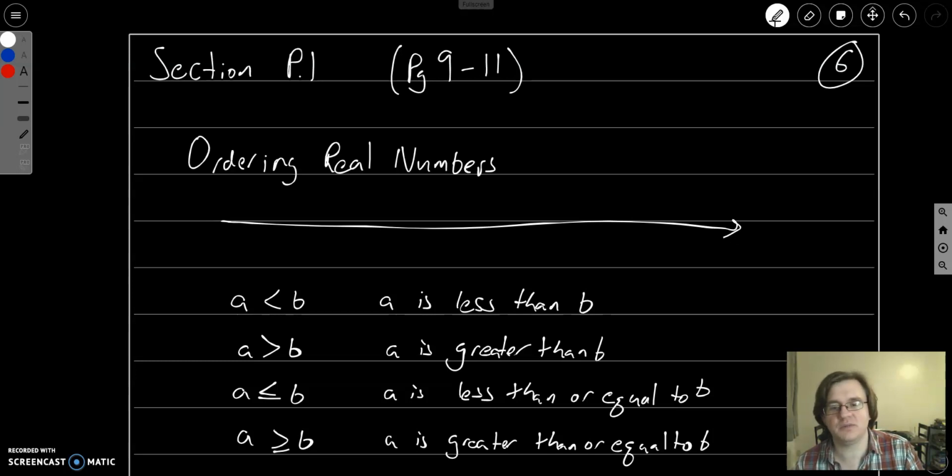This is probably something you're familiar with. We can draw a line and pick a point on that line and call it 0, and then we'll evenly space the numbers to either side, and we can represent these numbers being ordered in some way.